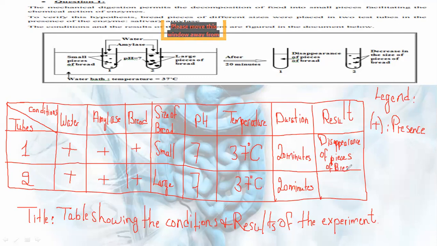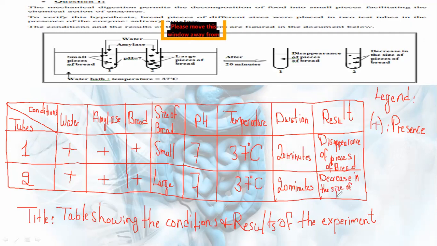And in tube 2, Ali? In tube 2, decrease in the size of pieces of bread. Okay, very good. Decrease in the size of pieces of bread.